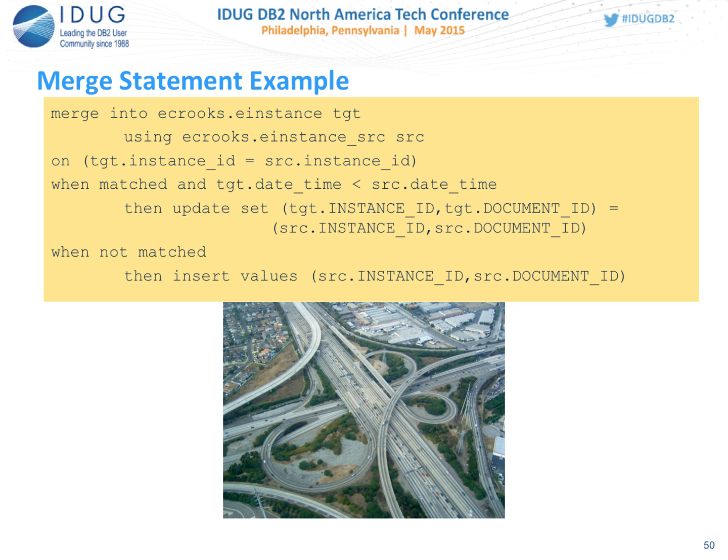So I have merge into eCrooks.einstance. That's the target. That's where my data is going into. And then I'm telling it the source, which is a source table. It happens to be a nickname to a table in an Oracle database. And I'm telling it what matches up, what makes the rows equal between the two data sources. When it's matched, so when I find one that matches, and my target date is less than my source date, meaning that data has changed, that data is different, then I want to update it and set these two values to those two values. When it's not matched, then I want to go ahead and insert.